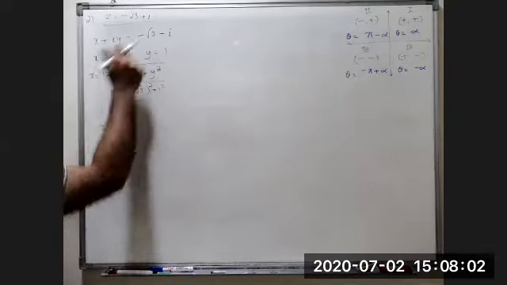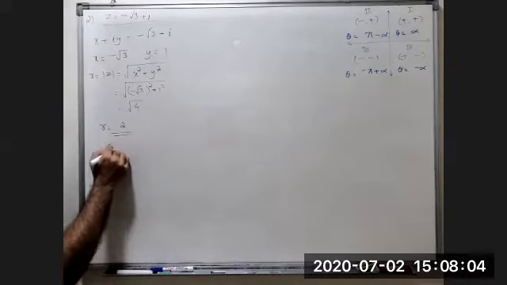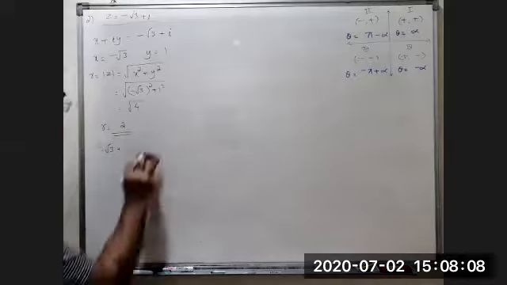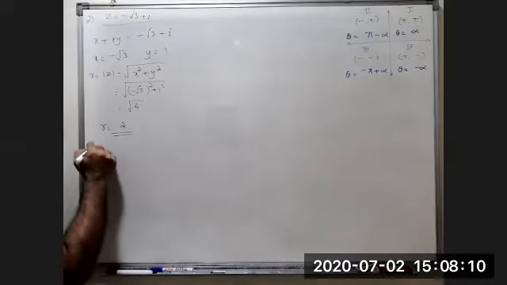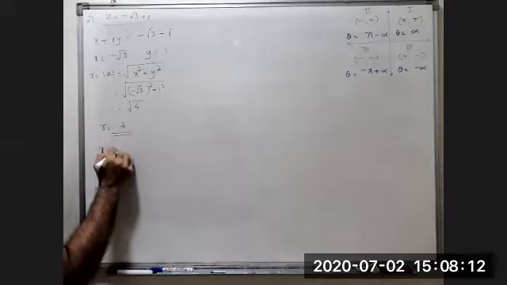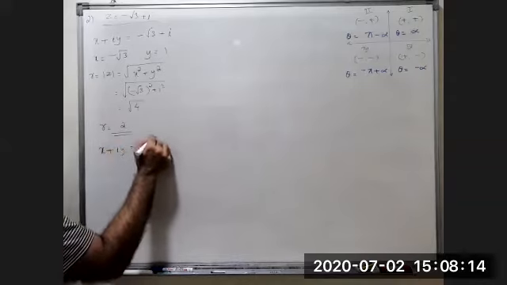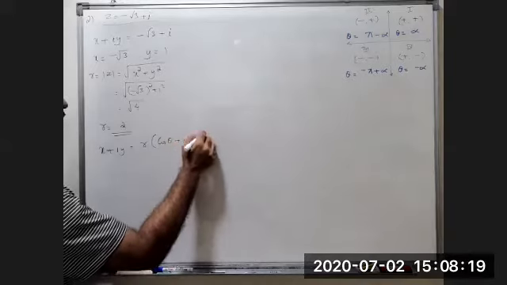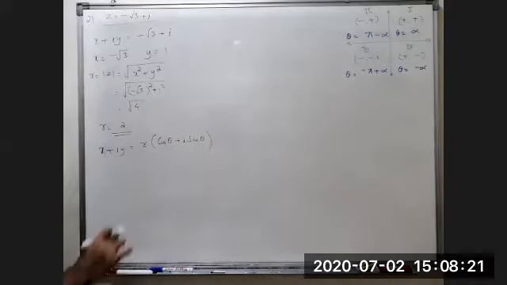What is x plus iy? Minus root 3 plus i. So x plus iy is r into cos theta plus i sin theta. This is our polar form.